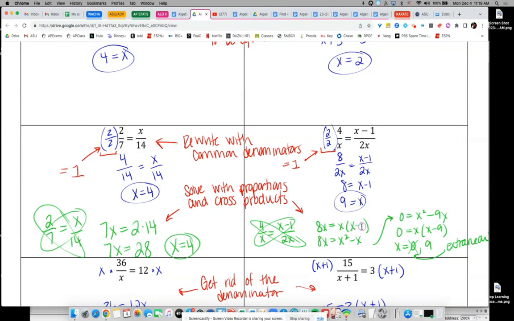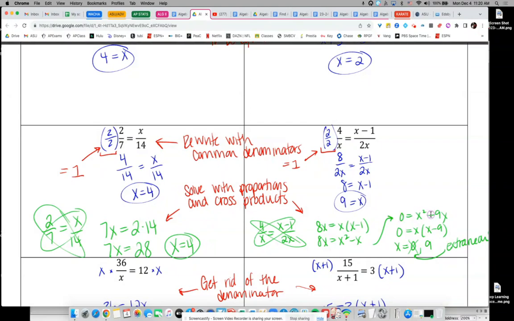And then we distribute this one out. So x times x, x squared, x times a negative 1, negative x. We can see we go over here. We're going to subtract the 8x from both sides, so subtract it over to the other side. So negative x and then minus 8x will give you negative 9x. And then when you do that, this 8x is gone, so it becomes 0, right? 8x minus 8x just gives you 0.